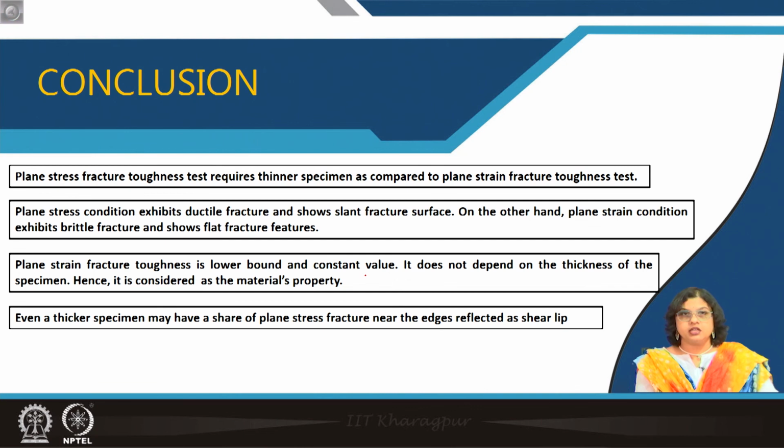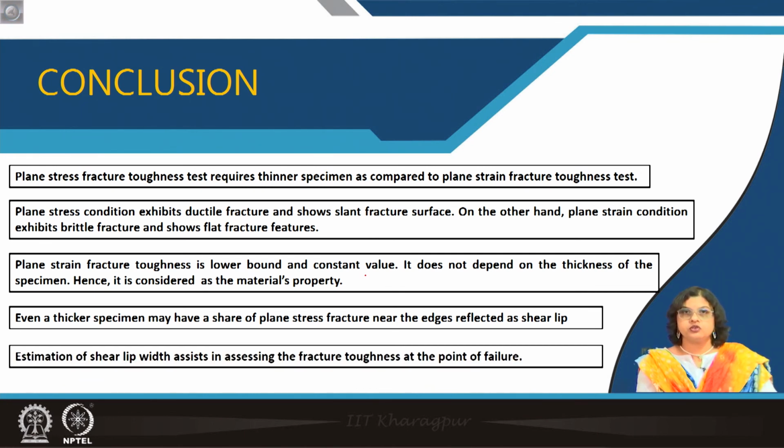We have also seen that in case of a thicker specimen, there is still a share of plane stress fracture toughness near the edges or near the surfaces, whereas in the central part it is mostly the plane strain condition. Also, if we can assess the shear lip width or shear lip depth, we should be able to find out the fracture toughness at the point of fracture, at the point of failure.